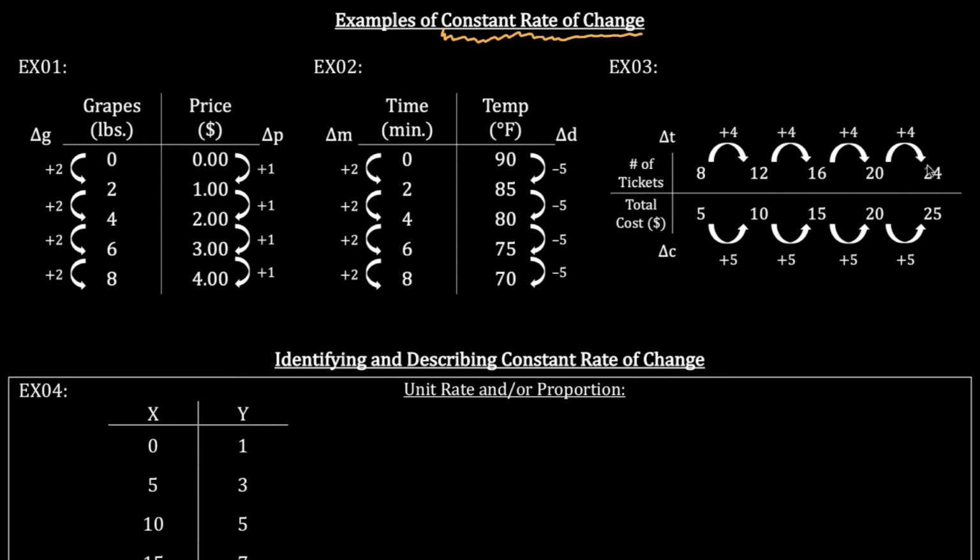And then lastly, we have this horizontal table. And we have a cost and we have number of tickets. The cost is increasing by $5 when the number of tickets is increasing by 4. So $5 every 4 tickets. Constantly the same.